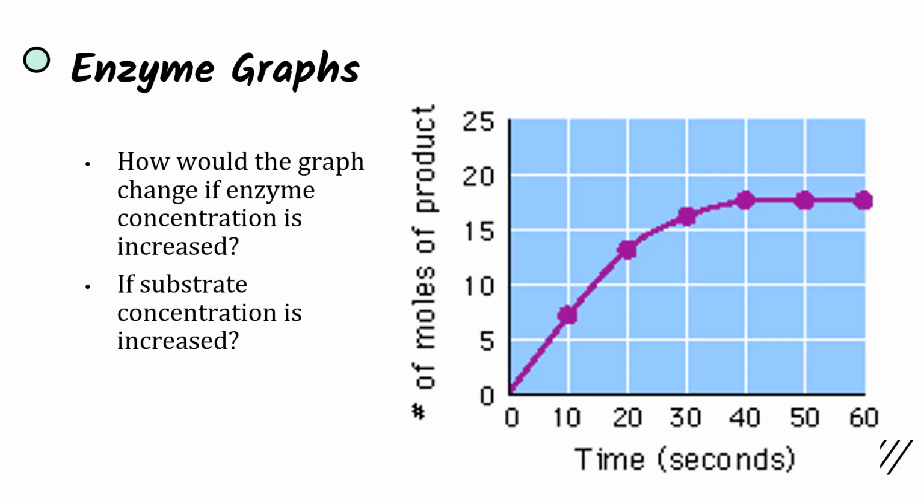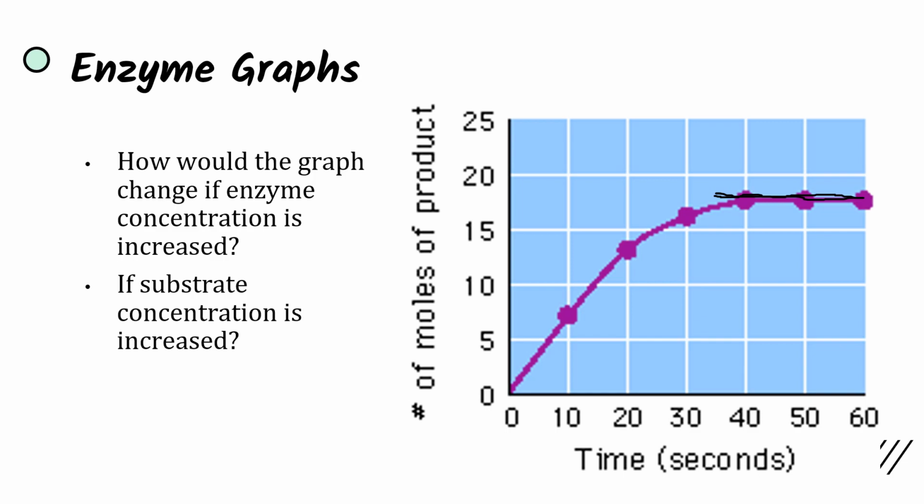Okay, so now we have to take a look at some graphs and make predictions. The graph we're looking at is product over time, and as you can see, in the beginning, there's substrate filling up the active sites of the enzymes, and eventually all of the substrate has been used up, and we don't see any more increase of product over time.